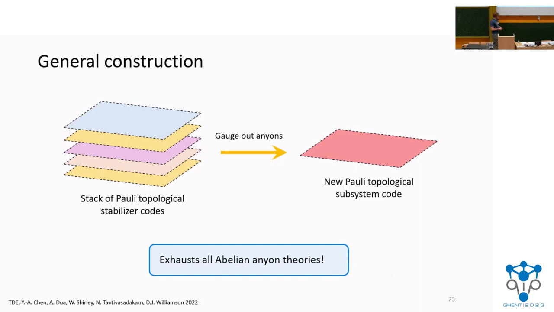Let me first summarize and say that, at the end of the day, if you hand me an Abelian anyon theory, we can construct a corresponding Pauli topological code by taking a stack of toric codes and condensing and gauging out anyons. Now let me conclude with some advertisements and future directions.